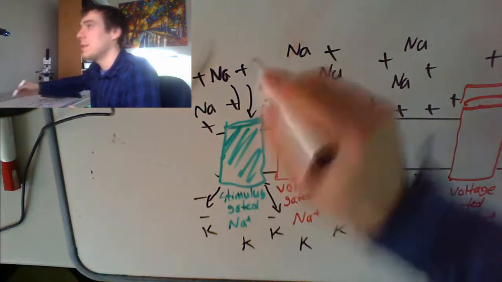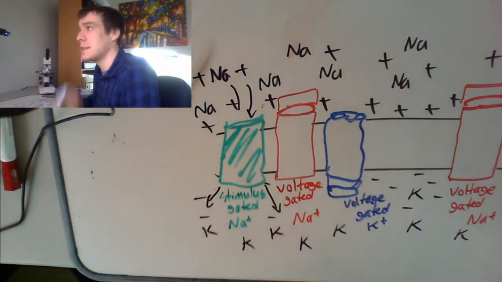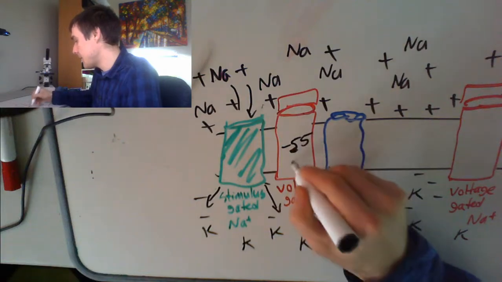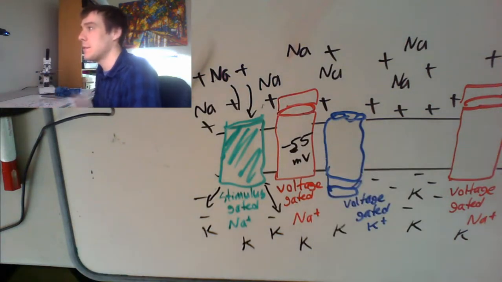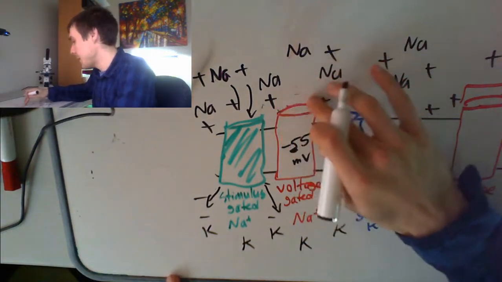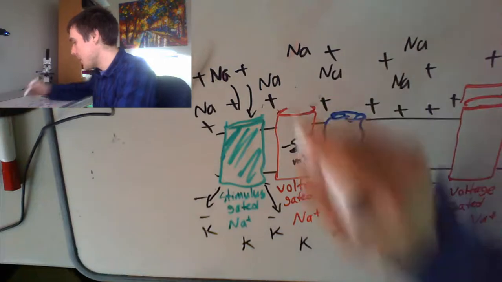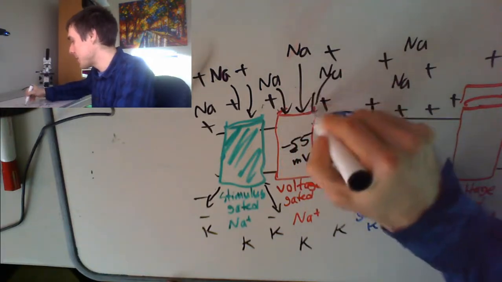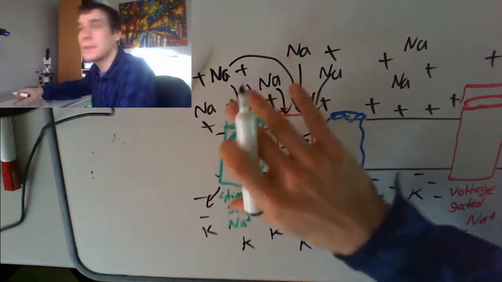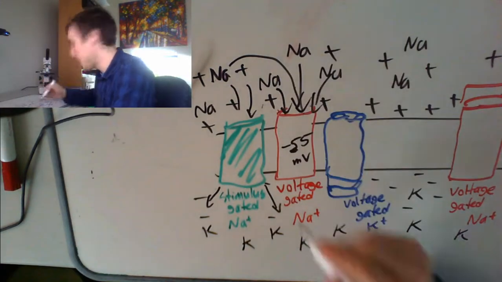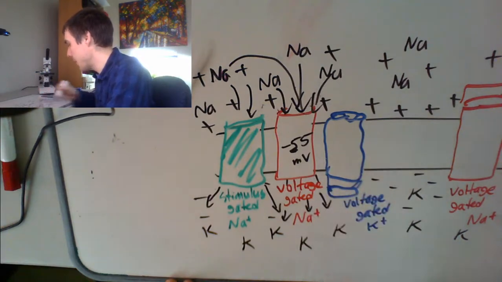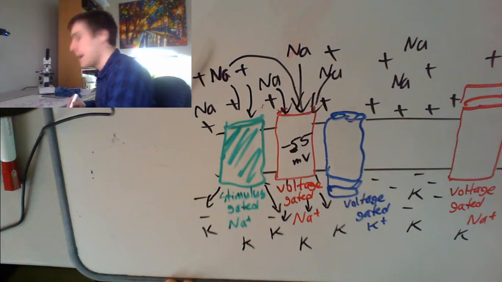But if enough sodium comes through that it goes from -70 to -55 millivolts, then this guy opens up. At -55 millivolts, this guy opens up, and all of a sudden a lot of sodium can start coming through, independent of the fact that there was a stimulus over here. You could take away whatever made this go, and this is still open, still sending sodium through. So the sodium starts coming through.